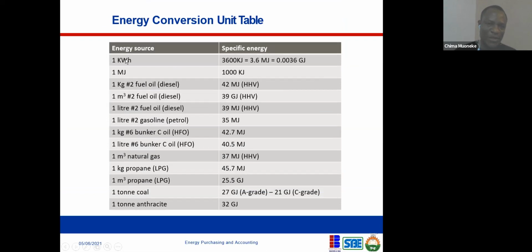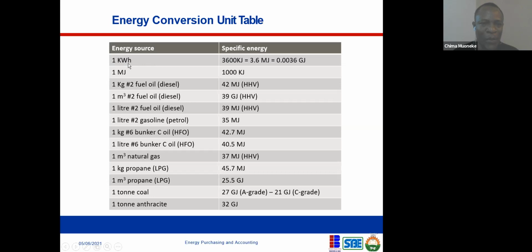So this is our conversion table here. You have 1 kilowatt hour equal to 3,600 kilojoule, or equal to 3.6 megajoule, or 0.0036 gigajoule. The conversion between these is a factor of 1,000. If you're converting from kilojoule to megajoule, you divide by 1,000. If you're converting from megajoule to gigajoule, you're also dividing by 1,000.